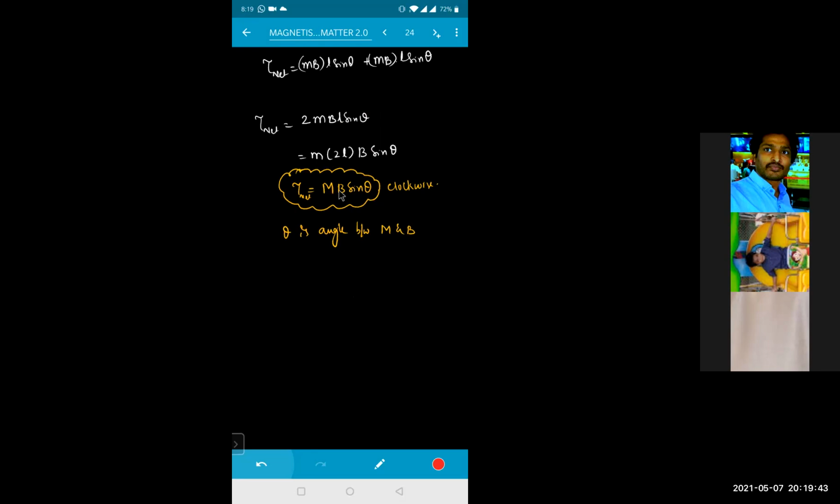Okay, so the torque formula is tau equals MB sin theta. Can I write this in any other form? What does AB sin theta represent in vectors? What is A bar cross B bar? A bar cross B bar is equal to mod A into mod B into sin theta, isn't it?